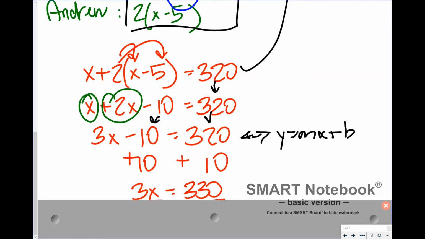Okay. Now from here, I got to get x by itself. So I got to divide by 3 on both sides. That crosses out, you guys. So divide by 3 on both sides. What's 3x divided by 3? It's just 1. So you have x equals, then 330 divided by 3 gets me what? Ladies and gentlemen, students, 8th graders, 110 exactly.